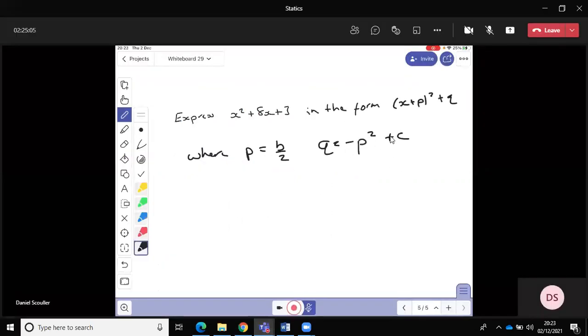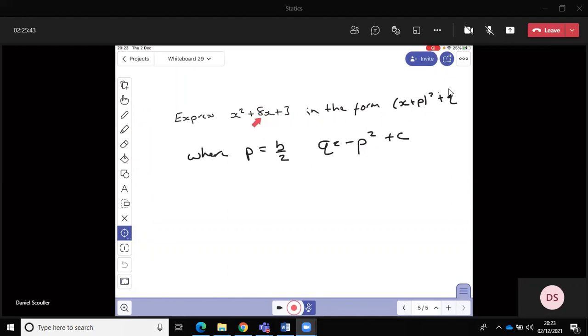Right, so that's me just written out that question. Express x squared plus 8x plus 3 in the form of that, okay? We'll look at exam questions in a second, but that's pretty similar to what you'll get. You get asked to put it in this sort of format, and you'll have to know the value going in there is just b over 2.